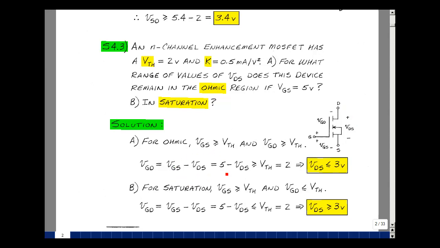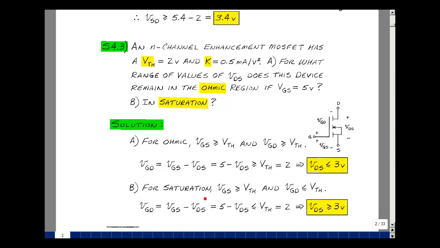We're saying the gate source is equal to 5, and that the gate to drain needs to be greater than or equal to threshold, which is equal to 2. We can solve for the drain to source voltage. Put that on this side of the equation, so the drain source is now less than or equal to 5 minus 2, which is equal to 3.